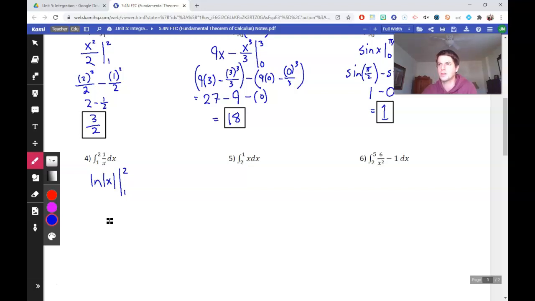So let's plug in 2 first, natural log of the absolute value of 2, minus natural log of 1. Now one thing, what is the natural log of 1? Well, the natural log of 1 is 0, so this is just going to be the natural log of 2. And I don't even need the absolute value bars because 2 is a positive number already.